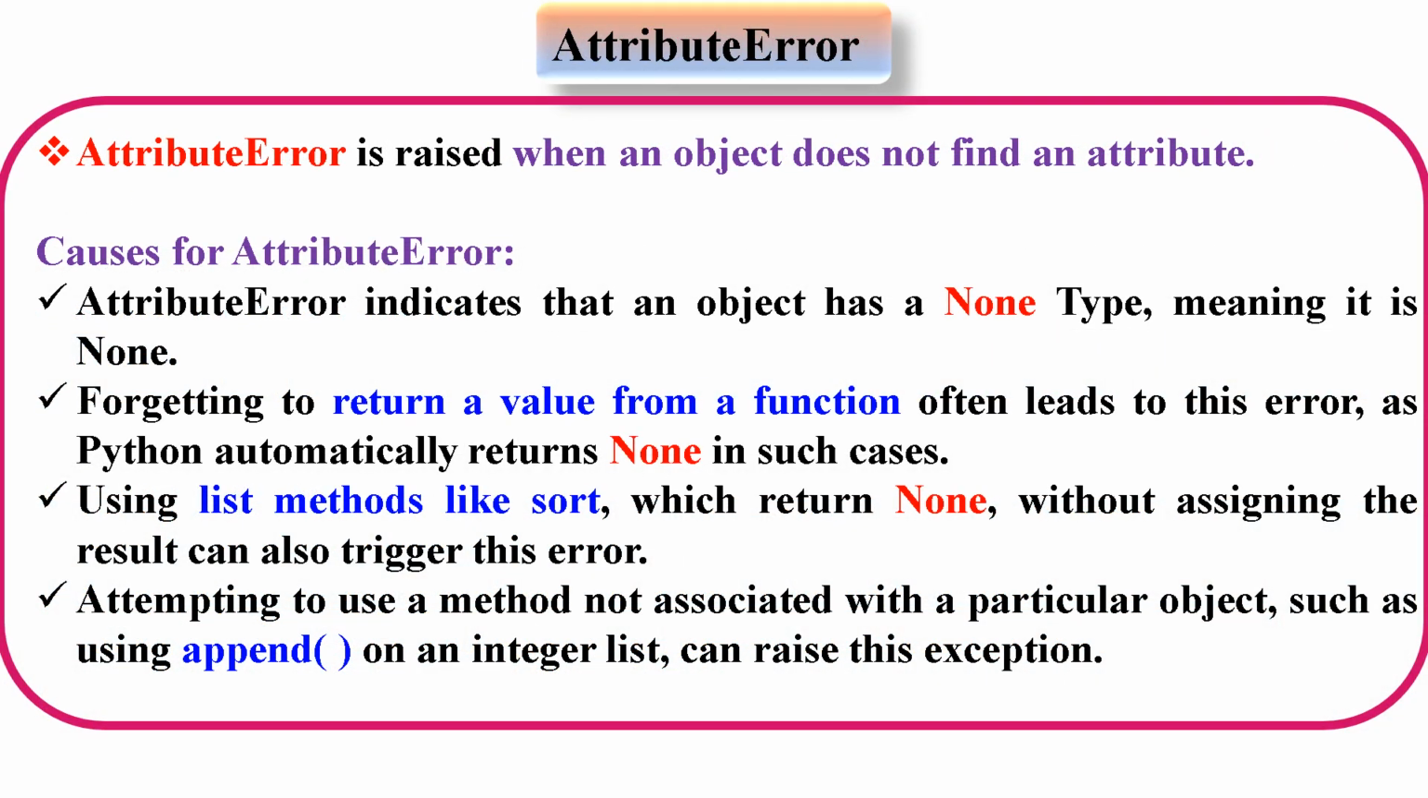Attribute error. Attribute error is raised when an object does not have an attribute. Causes for attribute error: attribute error indicates that an object has a none type, meaning it is None. Forgetting to return a value from a function often leads to this error, as Python automatically returns None in such cases. Using list methods like sort, which return None, without assigning the result can also trigger this error. Attempting to use a method not associated with a particular object, such as using append on an integer, can raise this exception.